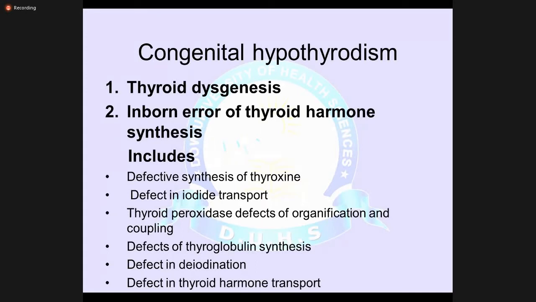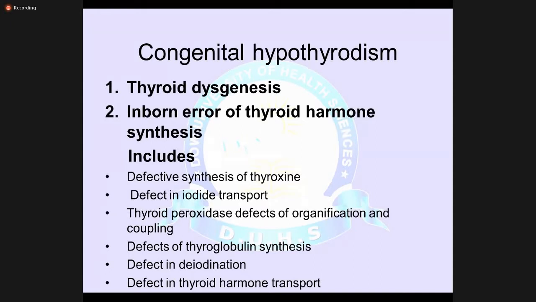So the second group of causes of congenital hypothyroidism is inborn error of thyroid hormone synthesis. Here also there is a spelling mistake, it should have been O instead of A. Inborn error of thyroid hormone synthesis includes defective synthesis of thyroxine, defect in iodide transport, thyroid peroxidase defects of organification and coupling, defects of thyroglobulin synthesis, defect in deiodination, defect in thyroid hormone transport.